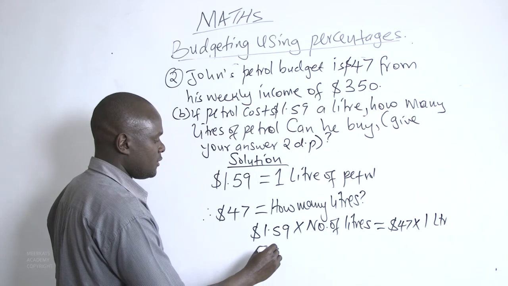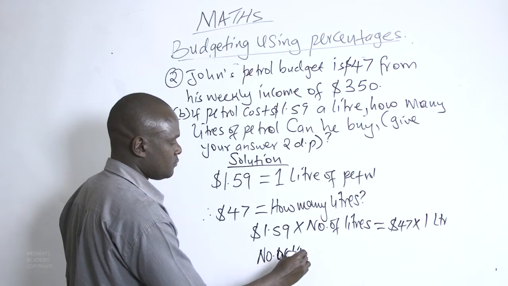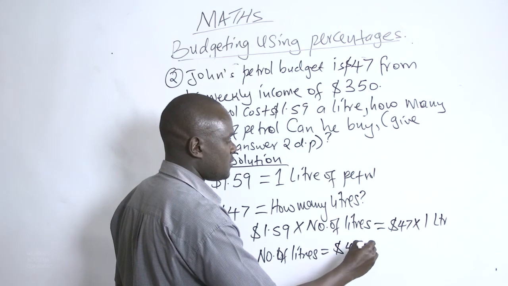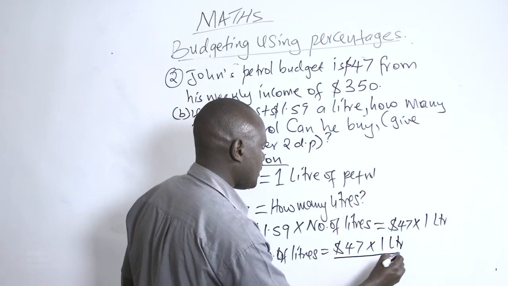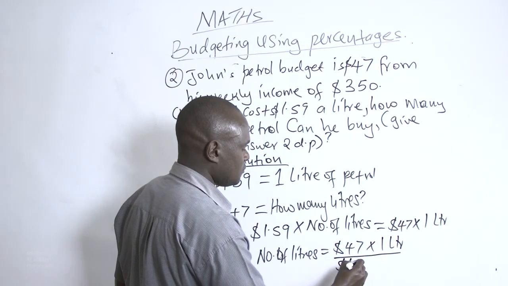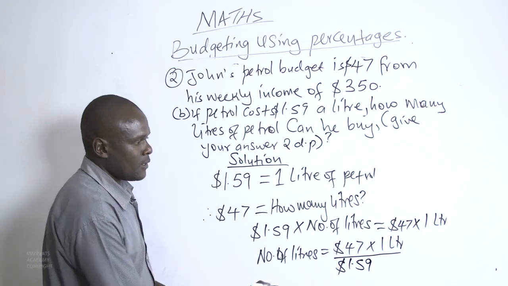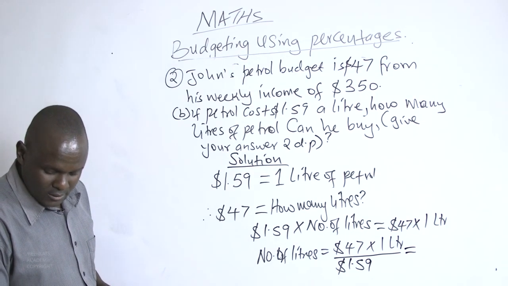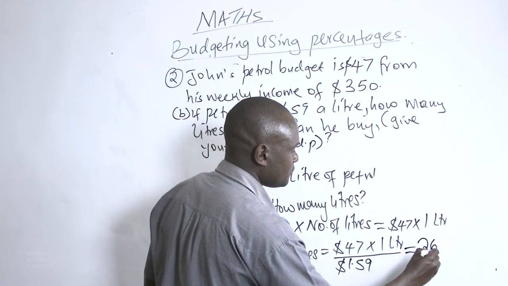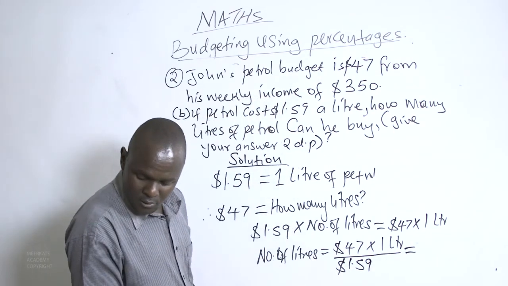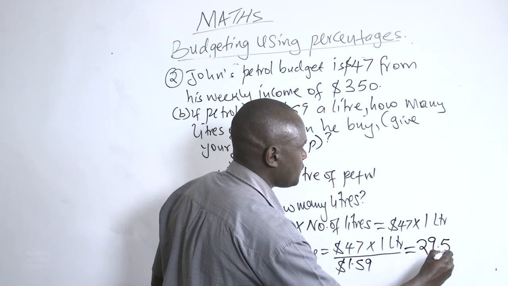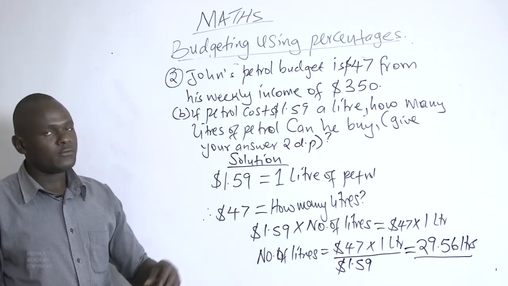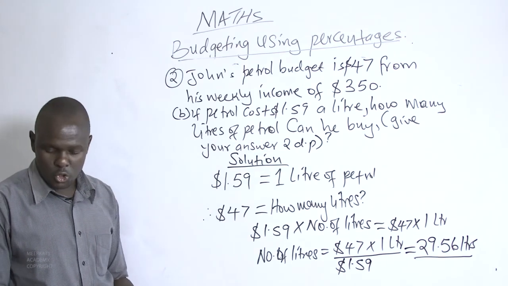And this means the number of liters will be equal to $47 multiplied by 1 liter divided by the cost per liter. And this will give us a total of 29.56 liters. That is the number of liters that he will buy using the $47.